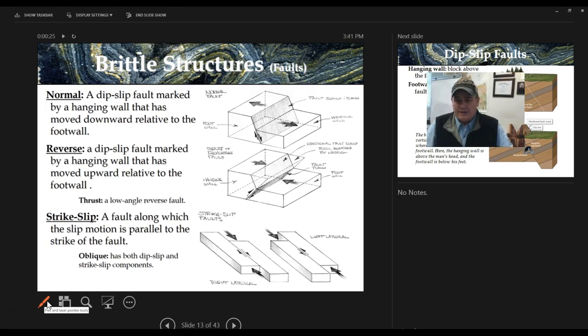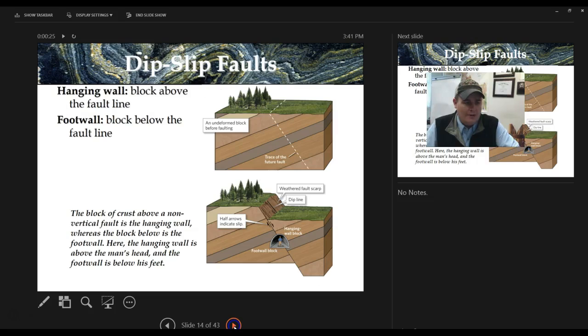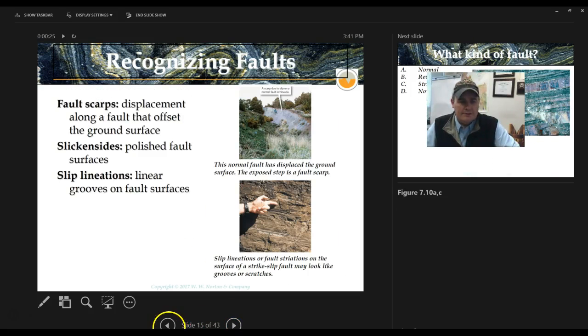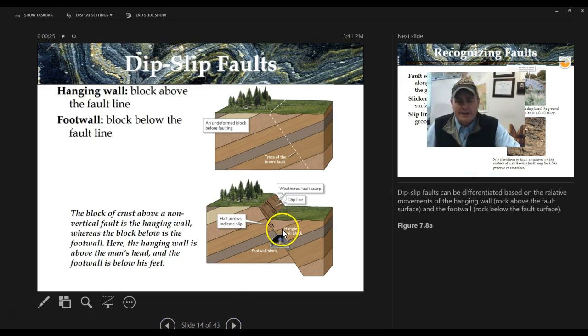But what about in an actual picture or out in the field? How would you identify that way? So I'm going to show you some examples here. Now in this picture, it's very easy. What you see here is what we call marker beds. Now these marker beds have changed.